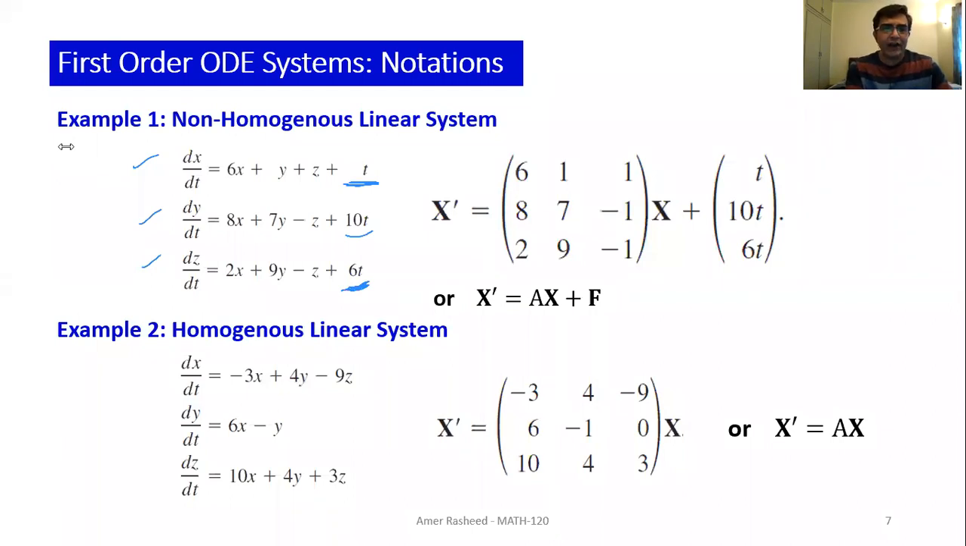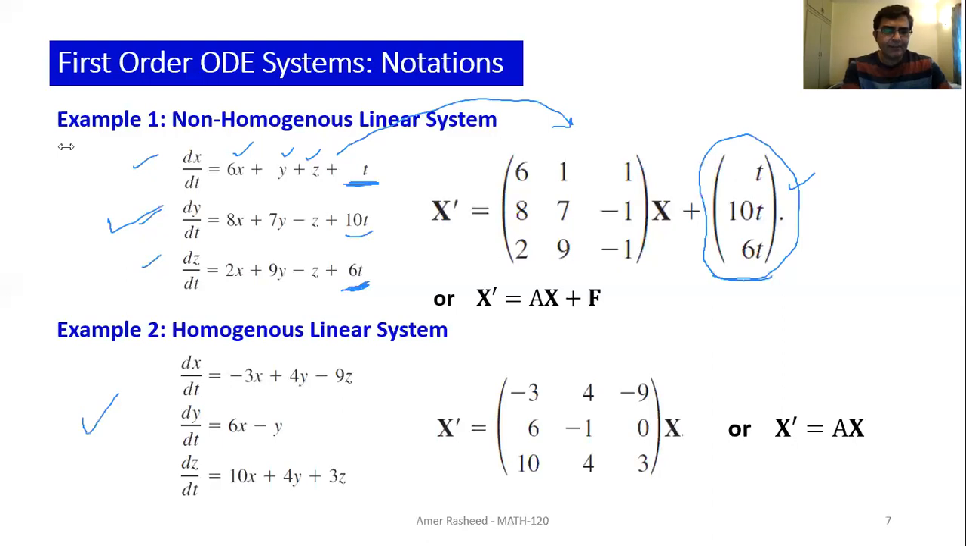So when we write this system into a matrix form, we can write x dash is equal to, and the coefficients of x, y, z here 6, 1, 1, and similarly others, plus this term which doesn't contain any dependent variable. So this term is non-zero, so this system is a non-homogeneous linear system.